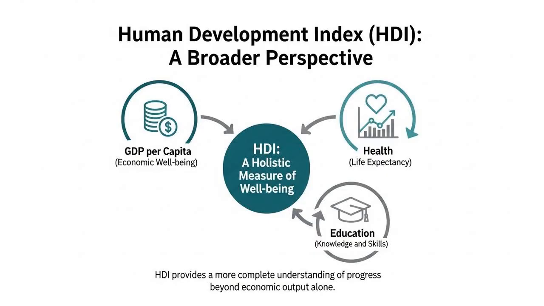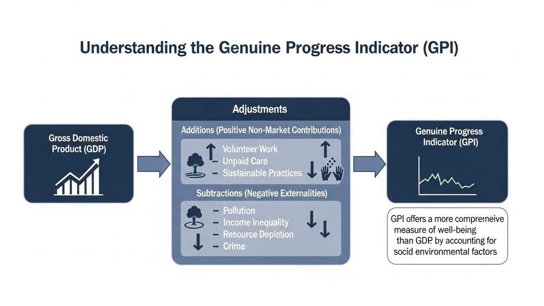One of the most famous is the Human Development Index, or HDI, developed by the United Nations. The HDI combines GDP per capita with two other crucial dimensions: health, measured by life expectancy, and education, measured by years of schooling. It provides a more rounded picture of a country's progress, showing that wealth alone doesn't guarantee a good life.